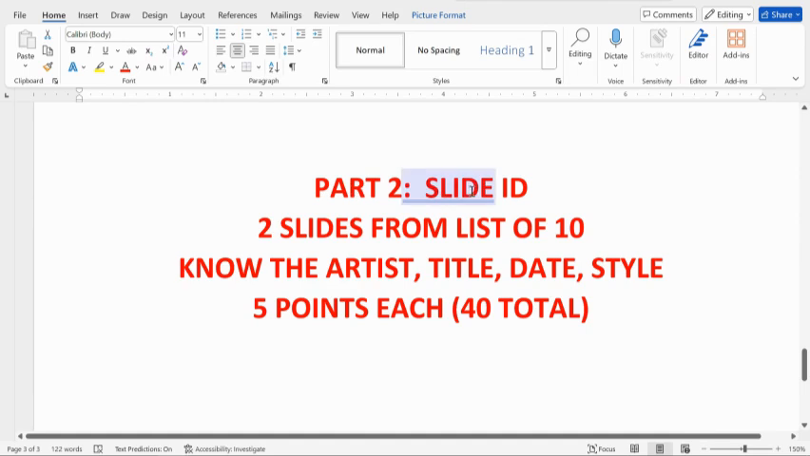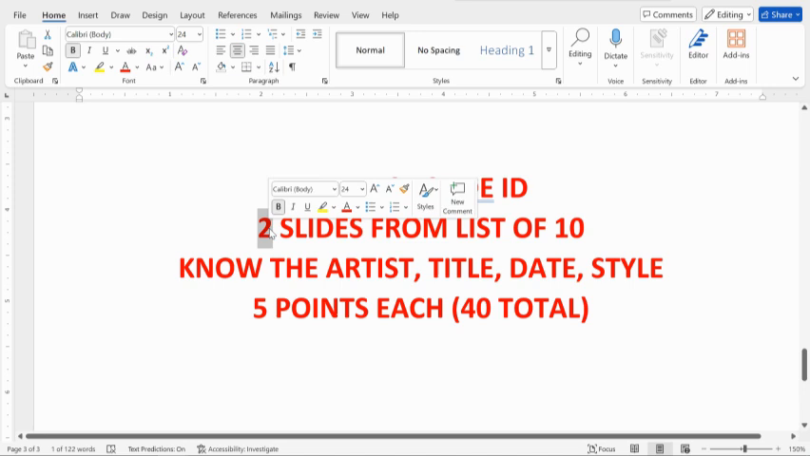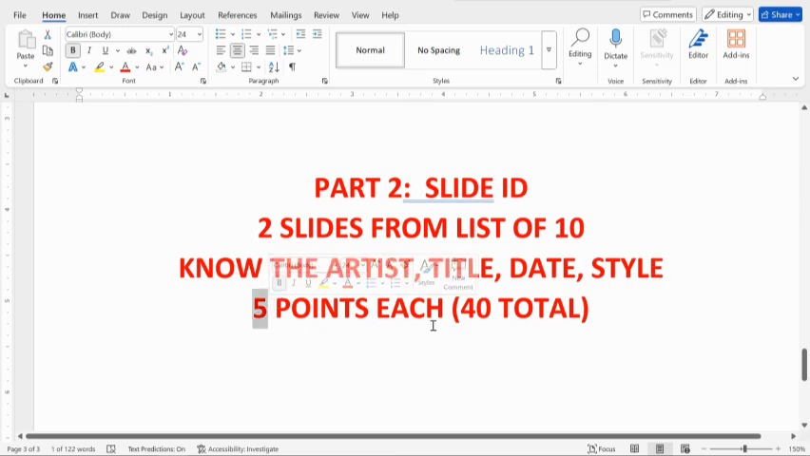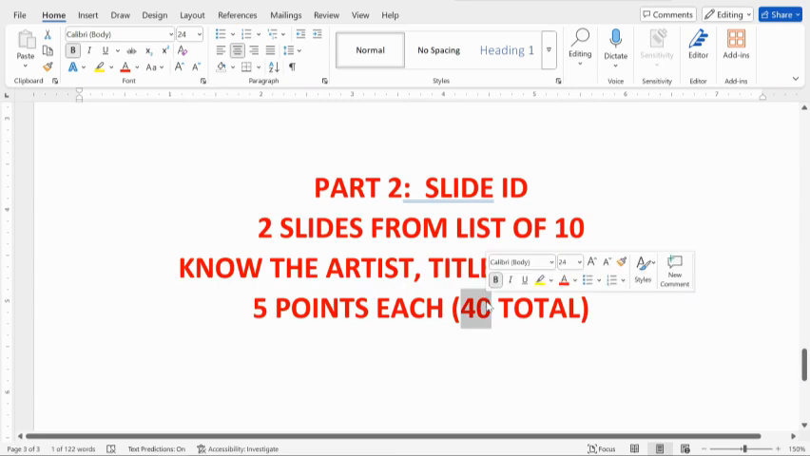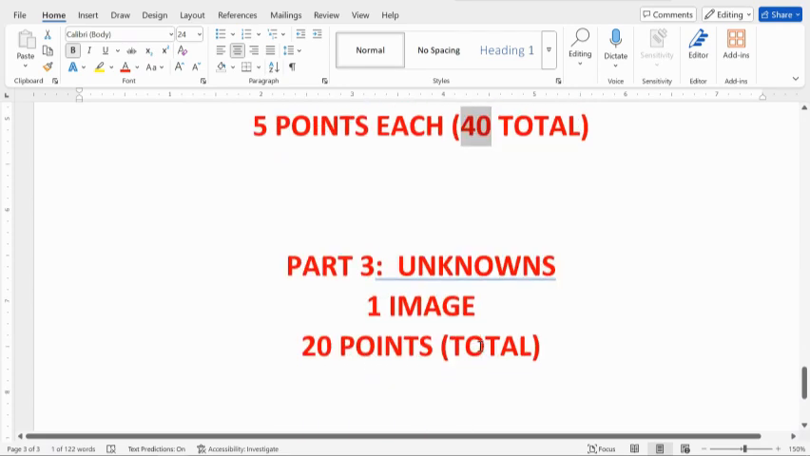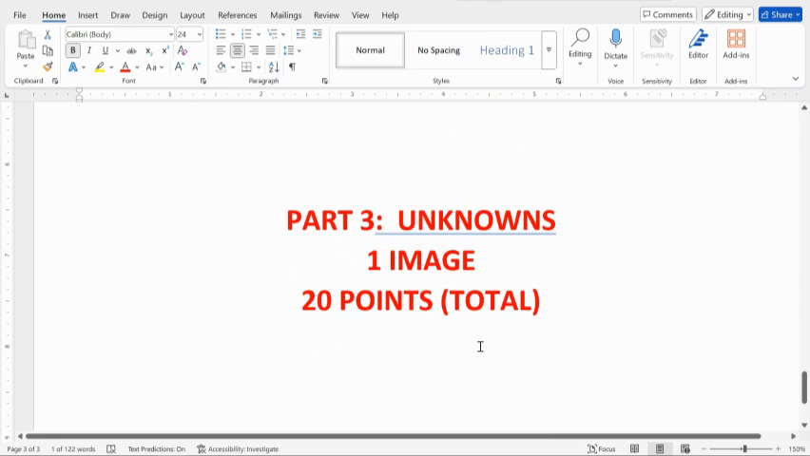From that list of 10, I'm going to choose 2 at random with the dice, and I'm going to ask you to write down the artist, the title, the date, and the style. Each of those things is going to be 5 points, for a total of 40 points for the slide ID. Then we will have one unknown image that'll be worth 20 points. So 40 plus 40 plus 20 is 100. Any questions about the test so far?